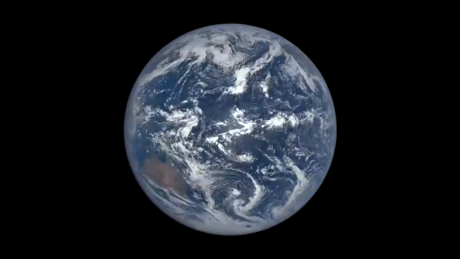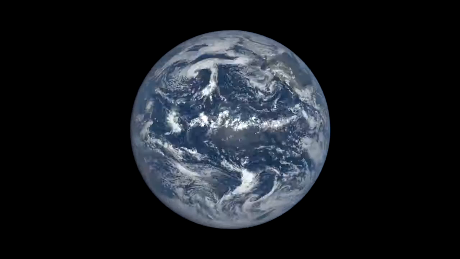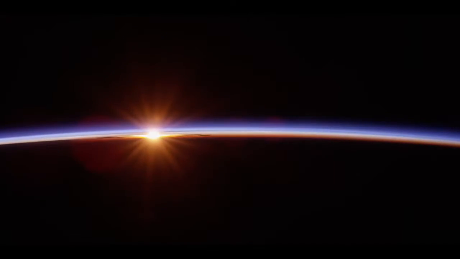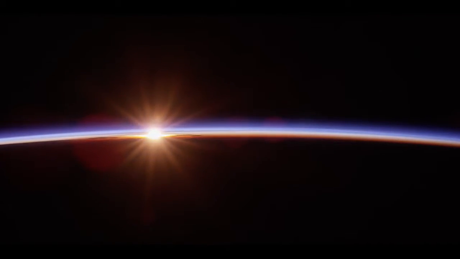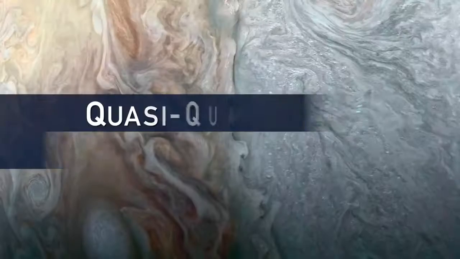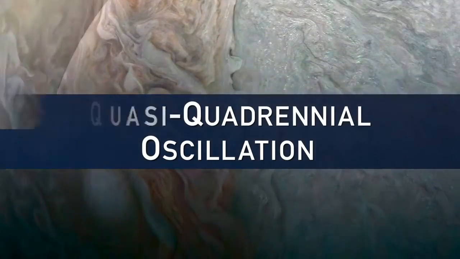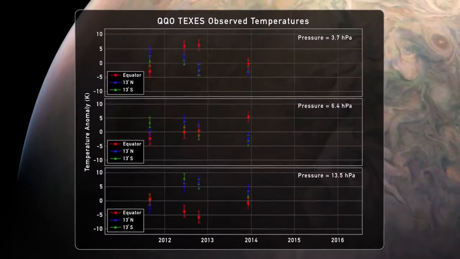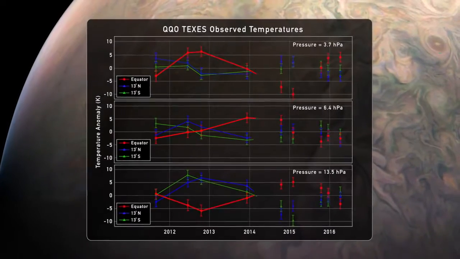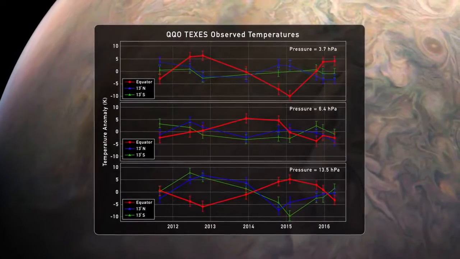The long-term scales on Earth's climate is something that we're very interested in, and how that applies to other planets' atmospheres is really why we're studying Earth and Jupiter. The quasi-quadrennial oscillation in Jupiter's stratosphere is a temperature signal that we see in the equator, where we see the temperature get warmer and cooler approximately every 4 Earth years.